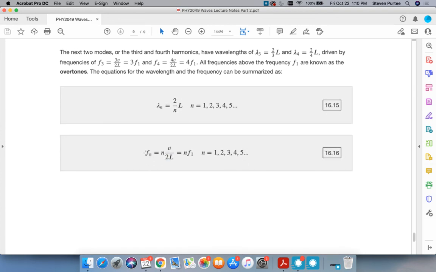So F1 here was that fundamental. Its wavelength was twice L, plugging in n equals 1 here. And all the other harmonics are multiples of this one. We would just plug in n here. If I wanted the fourth harmonic, I would plug in n equals 4. And again, we call those overtones.